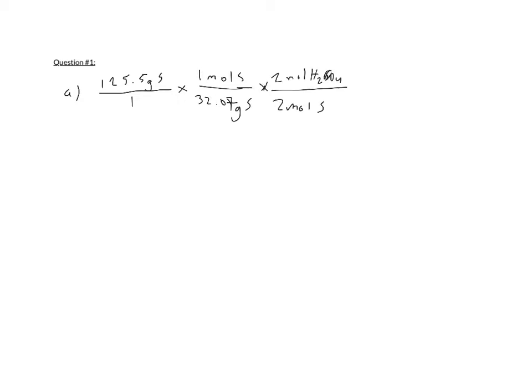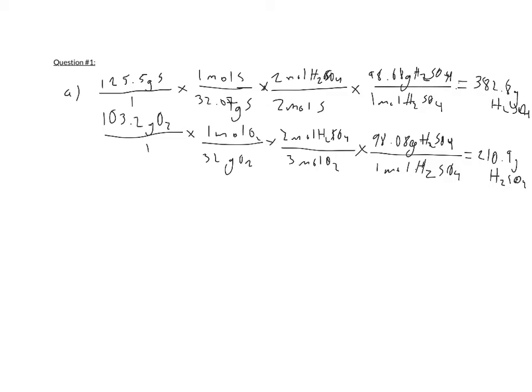For part A of question 1, to find the grams of H2SO4 produced, we'll first find the limiting reactant. We will start with our grams of sulfur, convert that to moles, and then use our mole-to-mole ratio to convert to moles of H2SO4, and then use the molar mass to find grams of H2SO4. And then we will do the same process but for the O2.